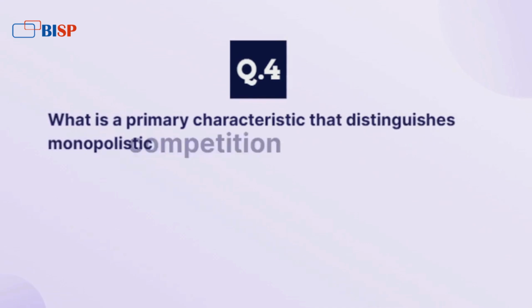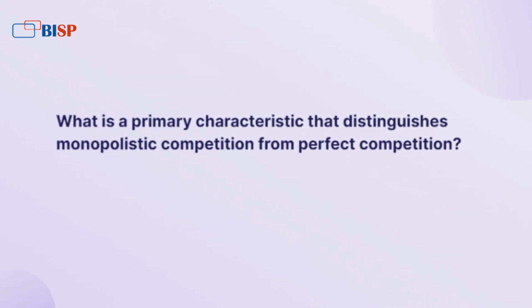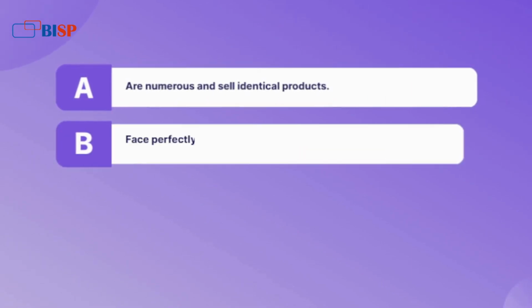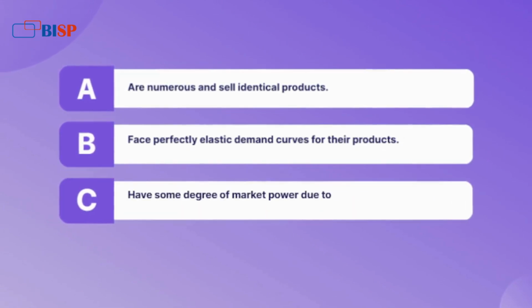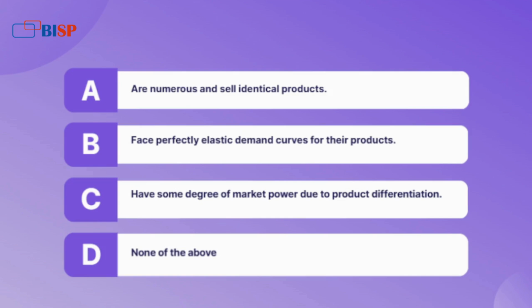What is a primary characteristic that distinguishes monopolistic competition from perfect competition? A. Are numerous and sell identical products. B. Face perfectly elastic demand curves for their products. C. Have some degree of market power due to product differentiation. D. None of the above.